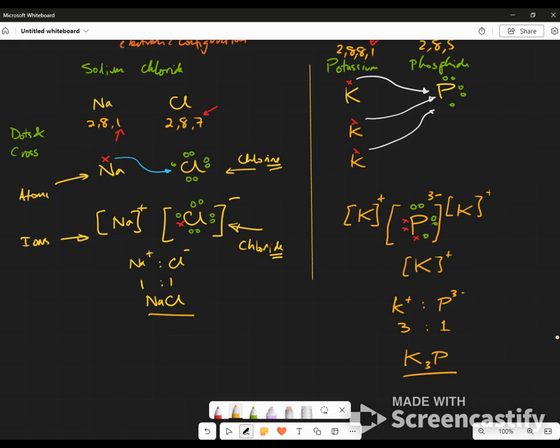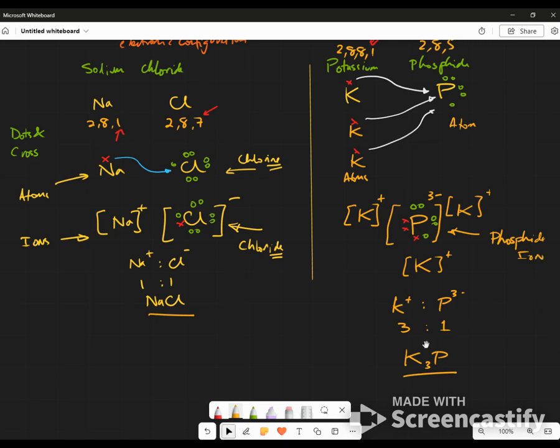Now, as I said before, these guys are atoms. And this is a phosphorus atom. But once it gains the electrons, this guy changes his name to become a phosphide ion. So that's why this is called potassium phosphide.